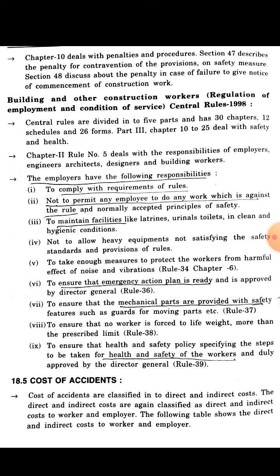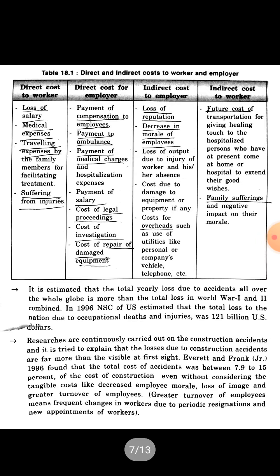So there are two types of cost, which you already know about. The direct and indirect costs are classified as direct and indirect costs to the worker and the employer. Here, some of the direct and indirect costs for the worker and employer are given in a table. Direct costs to the worker: loss of salary, medical expenses, traveling expenses by the family members for facilitated treatment, and suffering from the injuries.